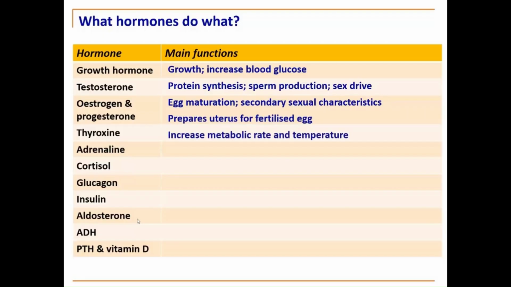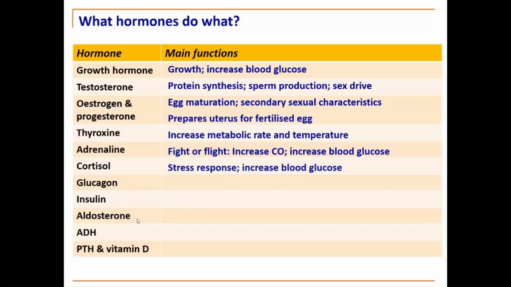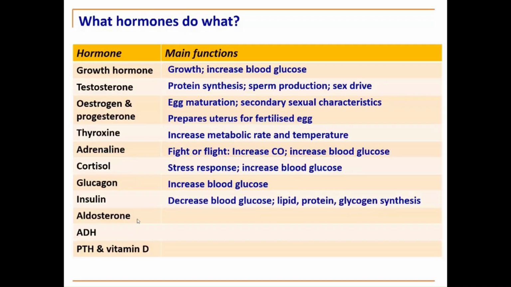Thyroxine increases your metabolic rate and therefore increases your temperature. Adrenaline is part of your fight or flight response, so it increases cardiac output and increases blood glucose levels, amongst other things. Cortisol is your long-term stress hormone, so it increases your blood glucose levels, again, amongst many other functions. It's a regulator of your inflammatory and immune responses, for example. Glucagon increases your blood glucose levels, amongst other things. Insulin decreases blood glucose levels and is involved in lipid, protein, and glycogen synthesis, so storage of energy, in other words.